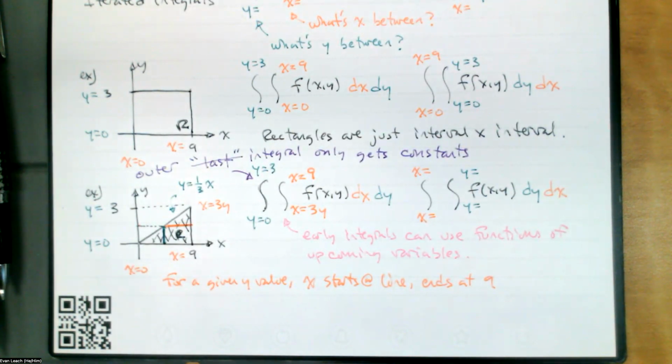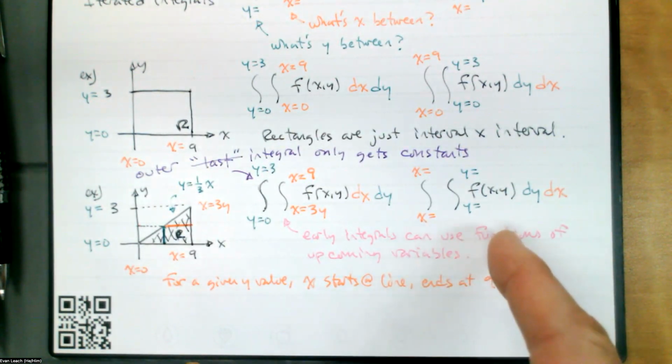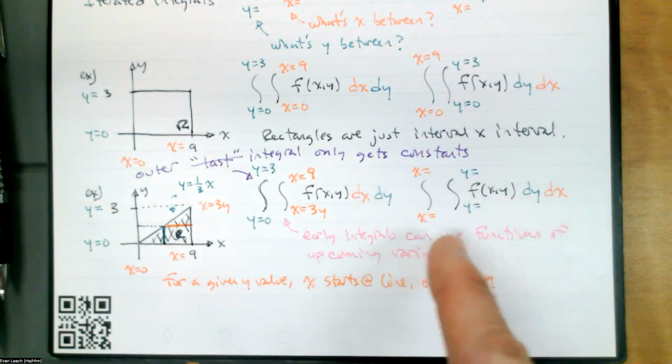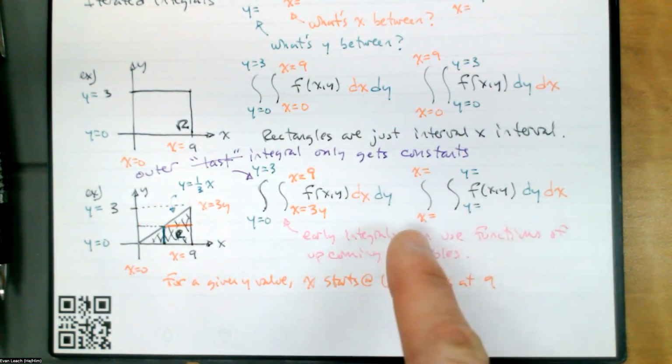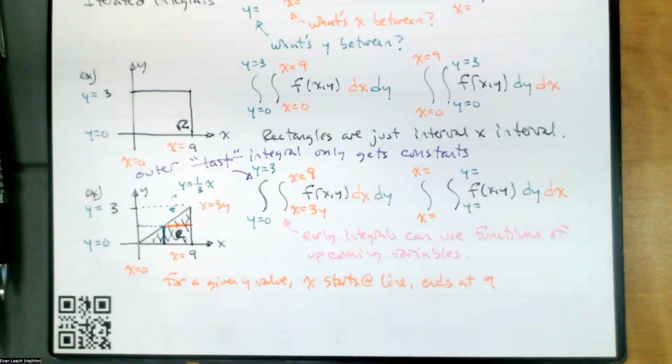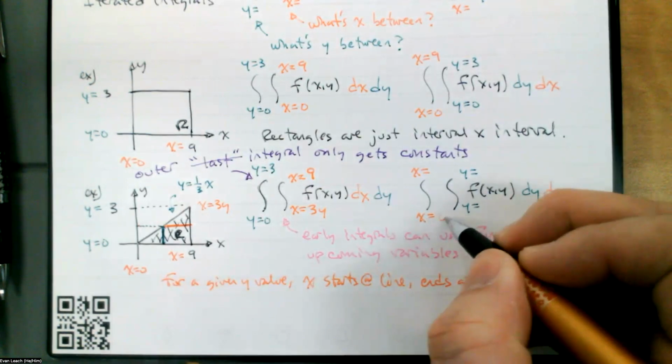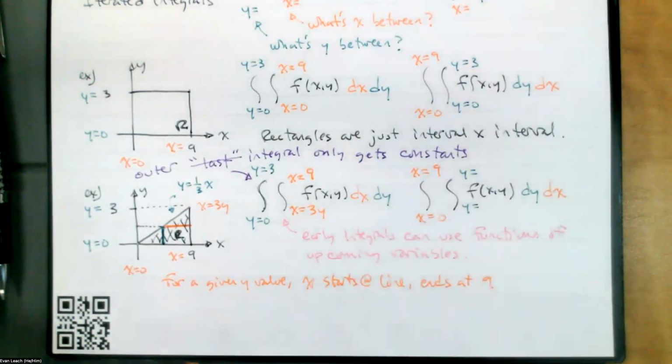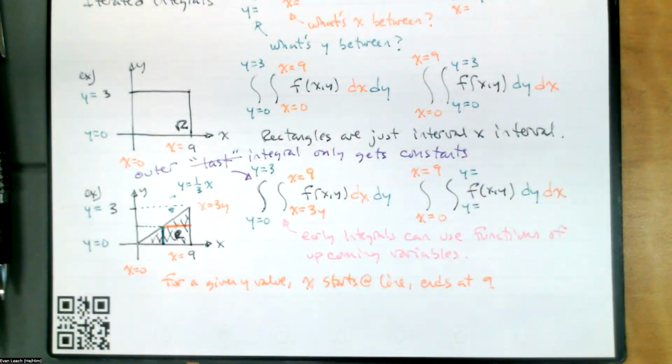So in this case, our y integral can use functions of upcoming variables. Y can use functions of x, but the x as the outer integral only gets constants. Start with your outer integral. What's x between? 0 to 9. Regardless of whatever shape we have, x is between 0 and 9.